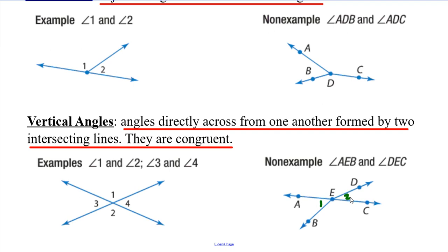Those are not going to be vertical angles because they do not occur across from one another by two intersecting lines. There's actually 1, 2, 3 lines coming in here. Let's use some colors. You've got this red line, you've got this blue line, and you've got this angled purple line. Those are 3 lines intersecting, so that's not going to be vertical angles. So that would not be vertical angles.